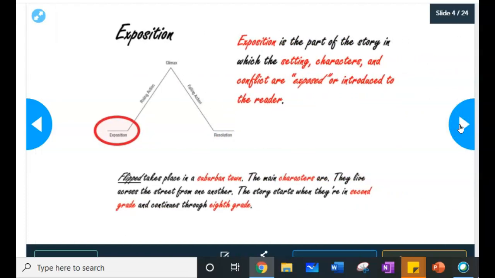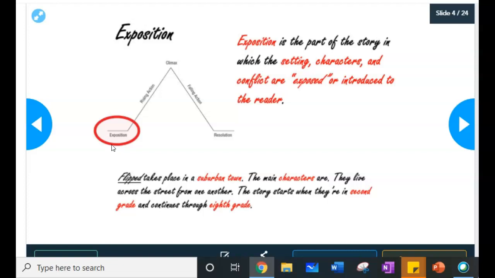The very first part of a story is the exposition. So when I look at this plot chart, some people see a triangle, some people see a pyramid. I see a mountain, and I see a mountain that needs to be climbed. Right? So when I think about the exposition, this helps me to remember: the exposition is the part of the story in which the setting, the characters, and the conflict are exposed. Exposition. They're exposed or introduced to the reader.